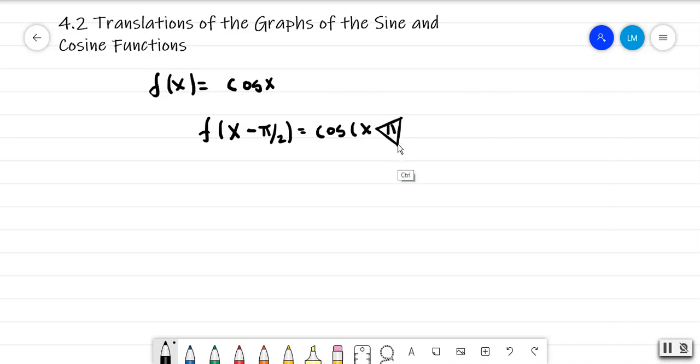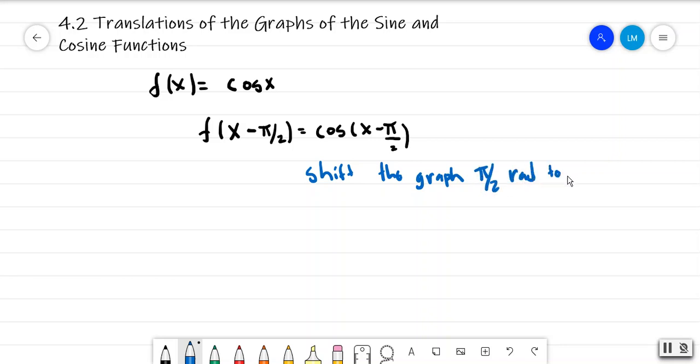Now you might wonder what effect the pi over 2 has on the equation. Well, to be a bit more specific, you're going to have to shift the graph by pi half radians. This is to the right. Similarly, if we introduce constants that will shift the graph of cosine of x, which we can draw up here just so that we have it as a reference.